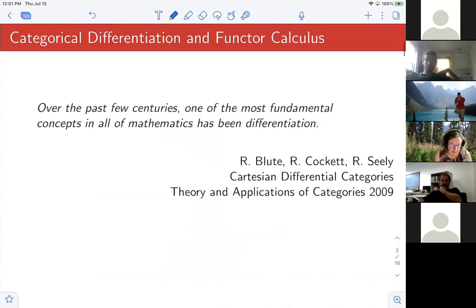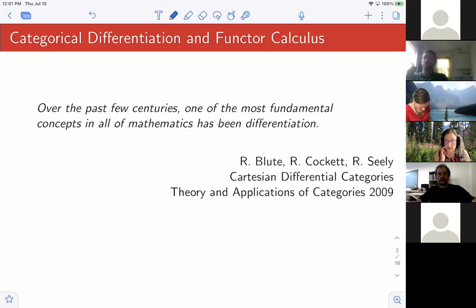So in the original paper that introduces categorical differentiation in terms of Cartesian differential categories, Blute, Cockett, and Seely say that over the past few centuries, one of the most fundamental concepts in all of mathematics has been differentiation. And then they proceed to show how differentiation is so fundamental that it shows up in places that we might not have thought about it in the past. So I want to give you a little bit of an introduction to what this is.